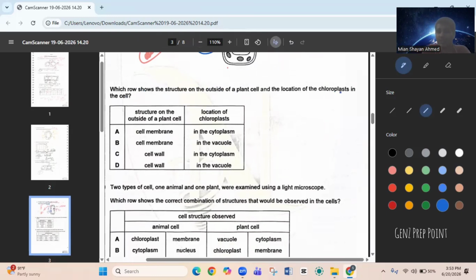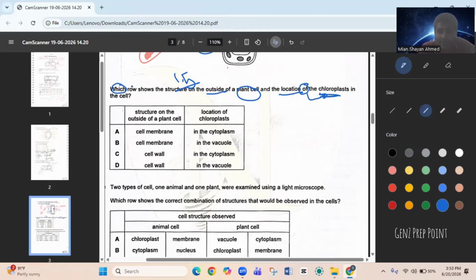and the location of the chloroplast in the cell. We would read the question again. Many of you wouldn't understand this. You should at least give this 1.5 minutes. Which row shows the structure on the outside of the plant cell and the location of the chloroplast in the cell? If we don't understand anything, just leave it. We are just focusing on the words outside, location of chloroplast, and what structure.